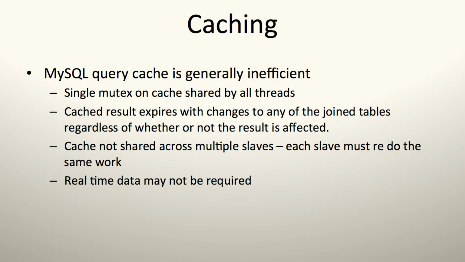If you have multiple slave servers and you're load balancing, the query cache is actually not shared across all the different database slaves. So if you've got a query that gets executed very frequently, it's going to have to execute on every single slave. Again, the other problems that we just said with the query cache aside, all the different slaves have to do the same thing.